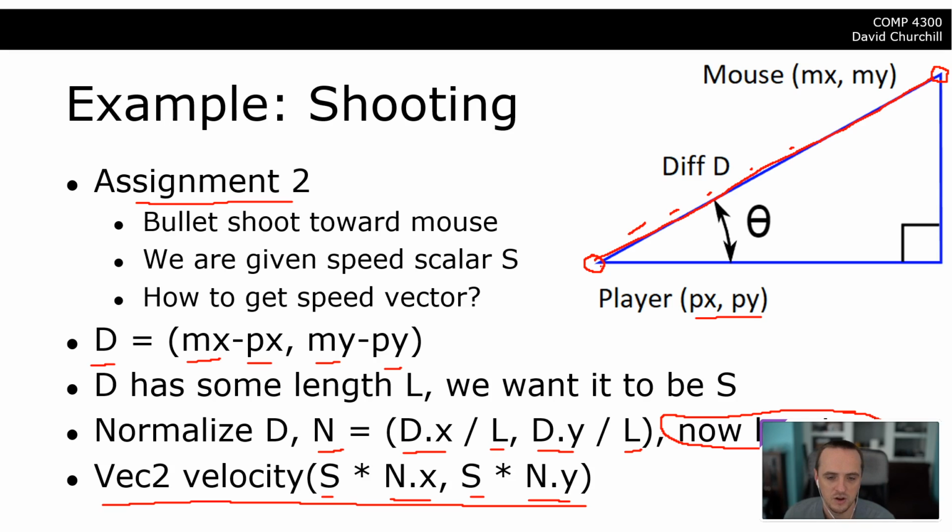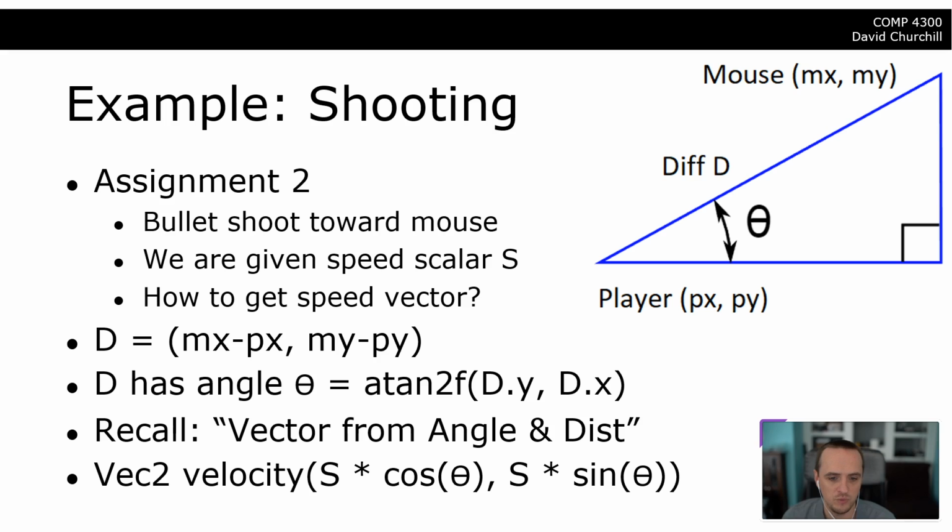So see what we did there? We have a player position, and we have a mouse position, and we have a speed of the bullet. And so we want the bullet to travel in the direction from the player to the enemy at a given speed, and this is how we do it.